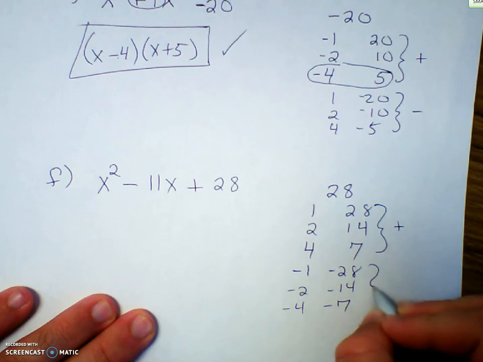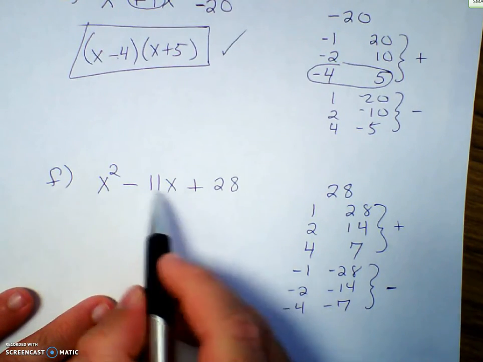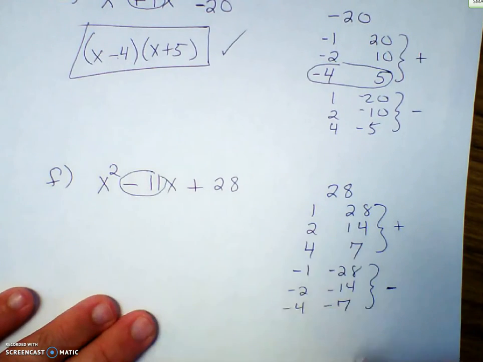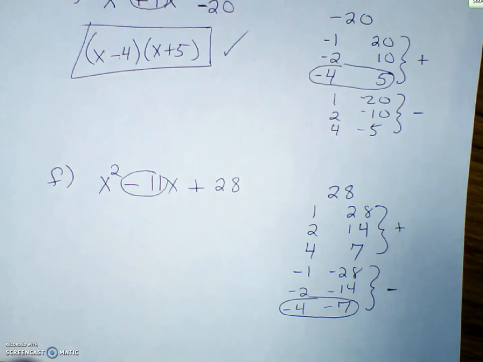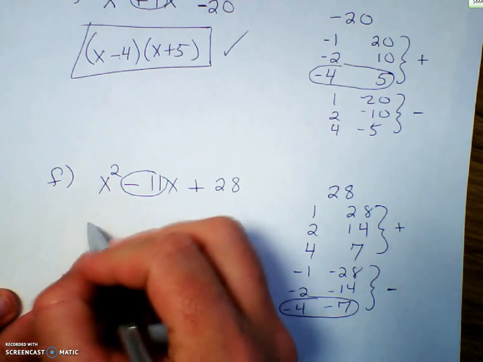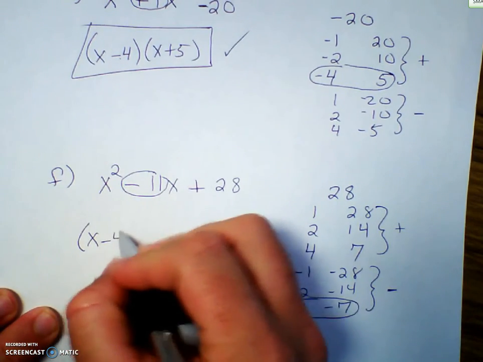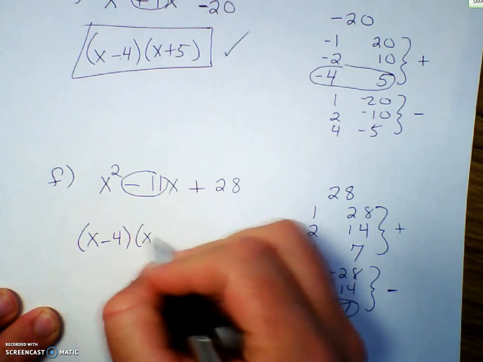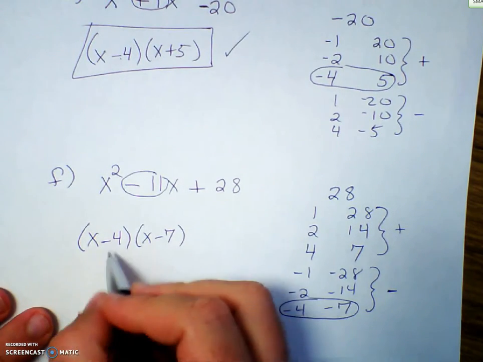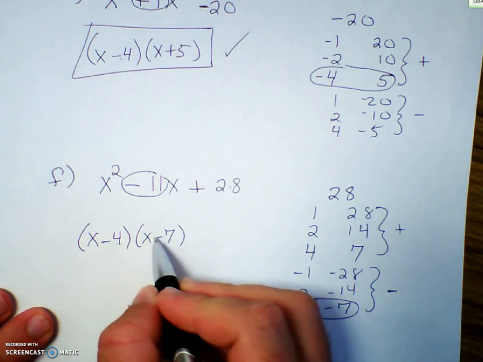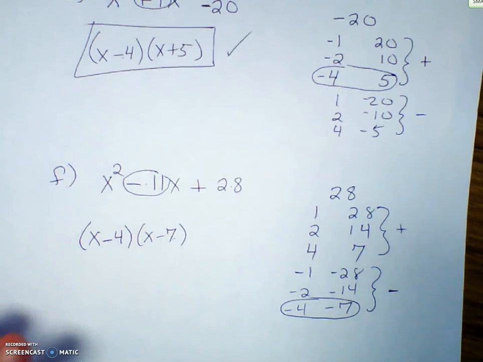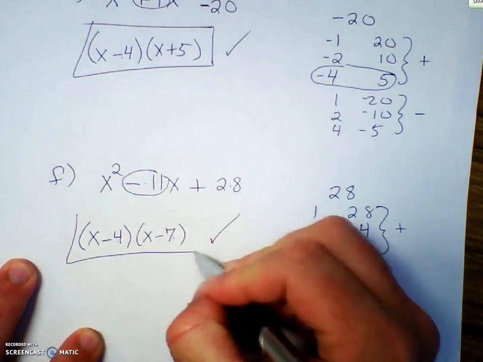which will all add up to get me a negative number, which is what I want. I want a negative 11. Well, these two are what add to get me a negative 11. So those are my 2 factors, x minus 4, x minus 7. Check your work. Negative 4 times negative 7 is a positive 28. Negative 4 plus negative 7 is a negative 11. What you have is correct, and you are done.